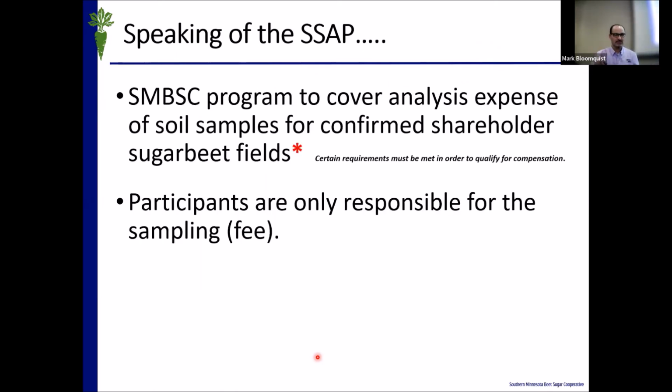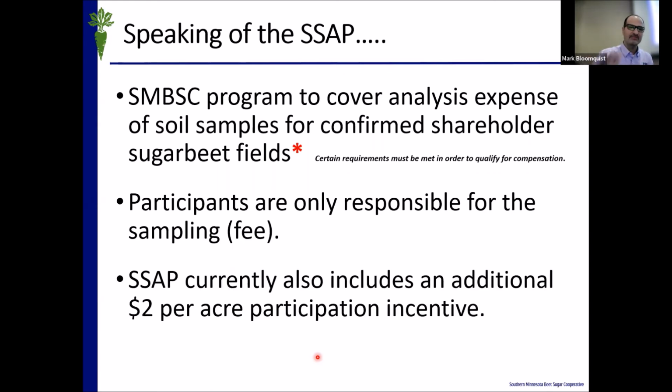Speaking of the Soil Sample Analysis Program, if there's anyone who does not know about this, it is a program that Southern Minnesota Sugar has instituted for many years now to cover the analysis expense of soil samples for confirmed shareholder fields. You can see the asterisk, certain requirements need to be met. The participants, the shareholders, are only responsible for the sampling fees, or the people that go out to take the samples. In fact, we actually have added an additional $2 per acre participation incentive to try to cover some of those sampling fees. It's a pretty good deal just to find out what your soil fertility is.